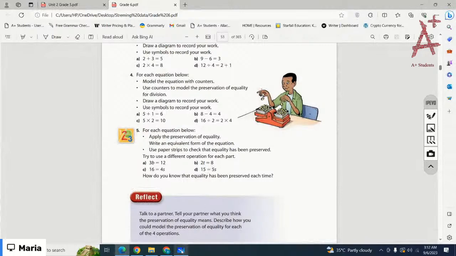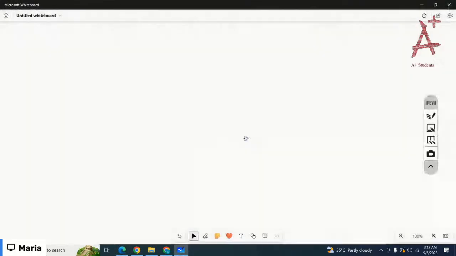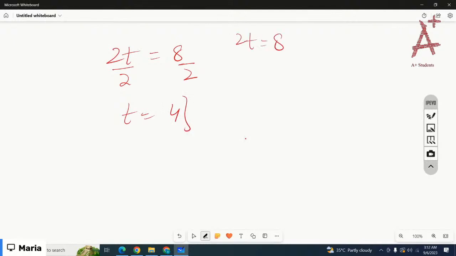The other one is 2t equals 8, right? You can divide both sides by 2. So it would be t equals 4. This one is also an equivalent equation for this one, right? Because you divided both sides of the equation by 2, you performed the same step, right?